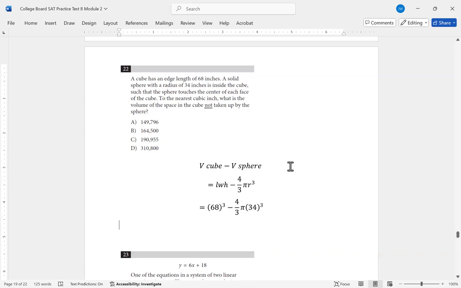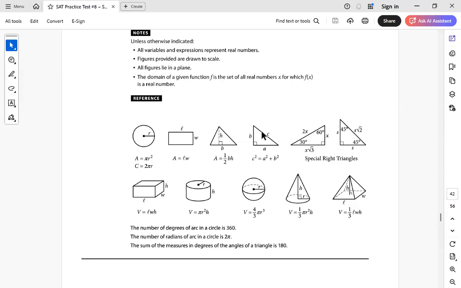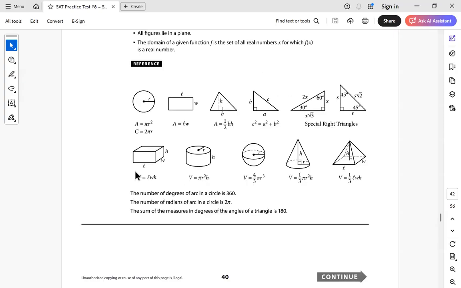Those formulas are actually on the formula section of the practice test in Module 2. Let me show you that for reference. So again, on page 40, here we have a cube, length, width, height. Volume is length times width times height. Here's our sphere. Volume is 4/3 times pi times radius raised to the third power. So that's where you should get those formulas from if you don't have them memorized.